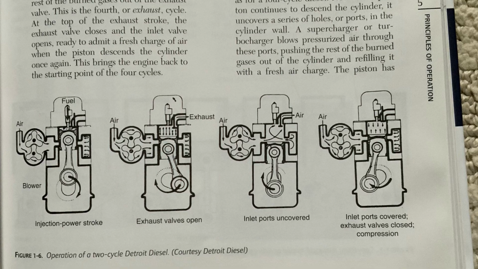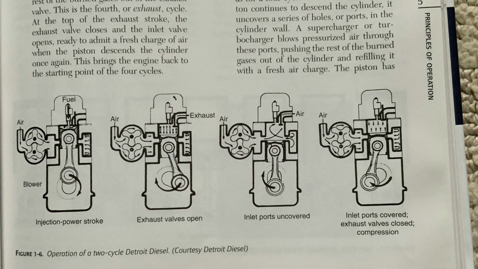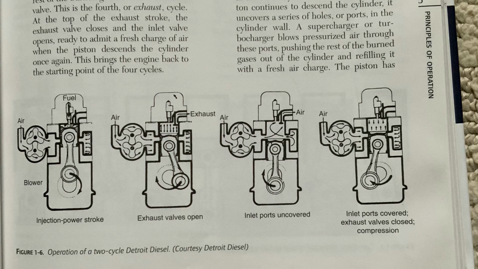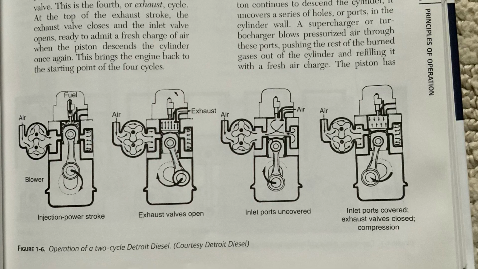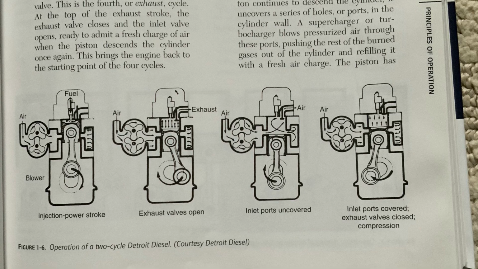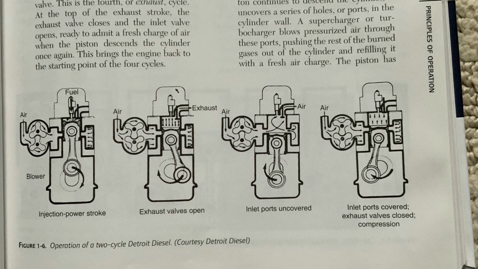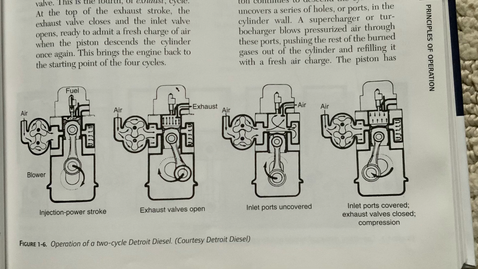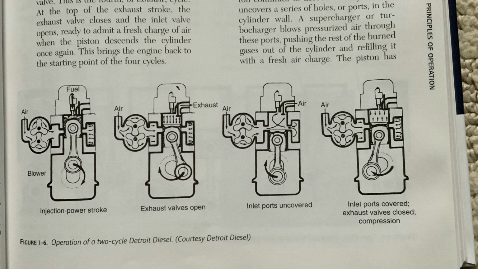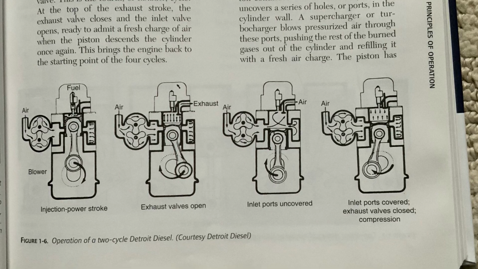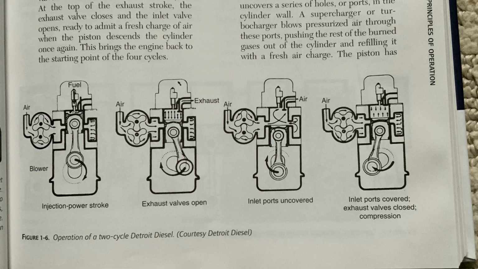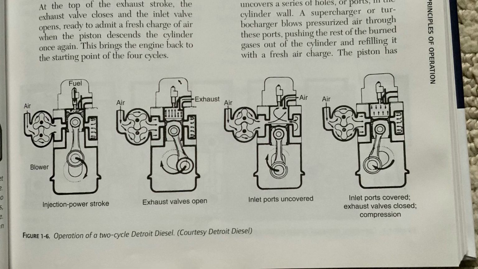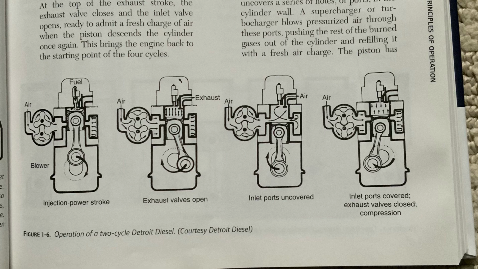Now, as the piston continues to descend the cylinder, it uncovers a series of holes or ports in the cylinder wall. A supercharger or turbocharger blows pressurized air through these ports, pushing the rest of the burned gases out of the cylinder and refilling it with fresh air. The piston has only now reached the bottom of its cylinder and is starting back up again. The exhaust valve closes.